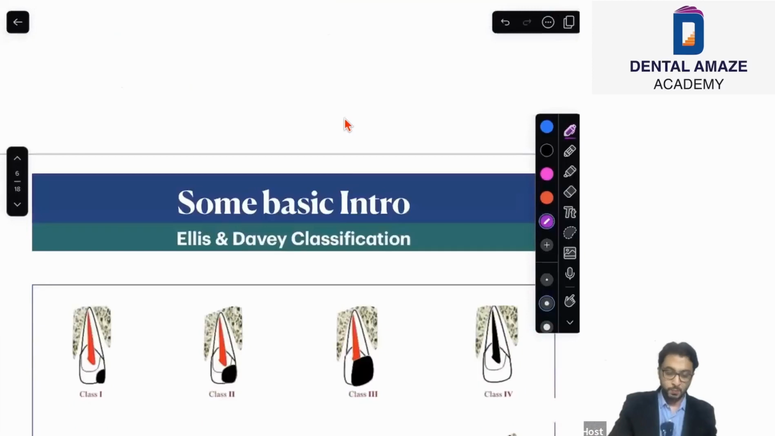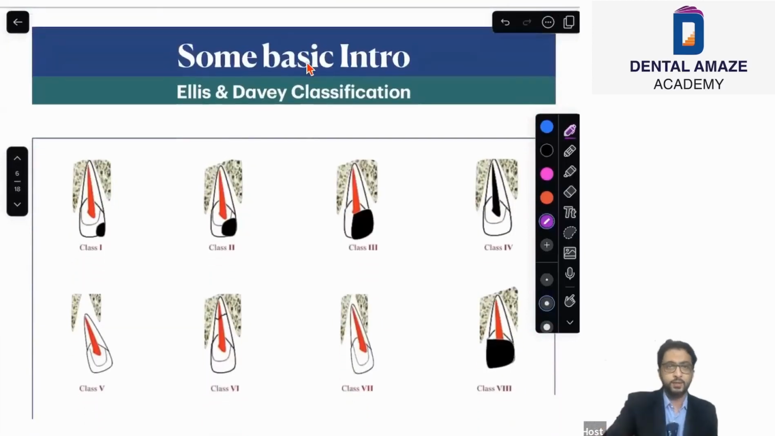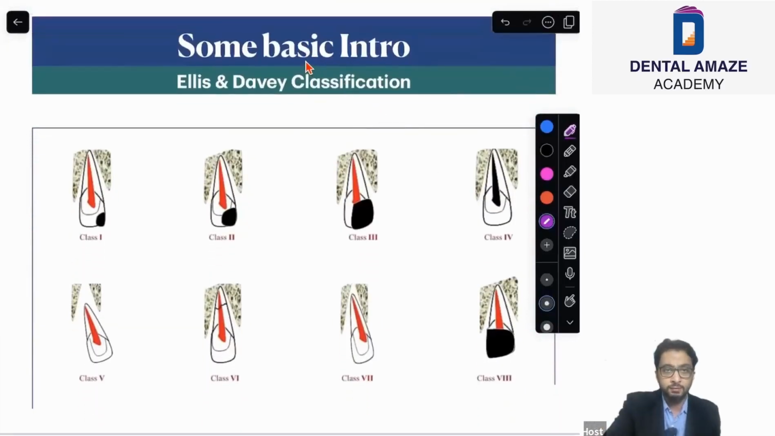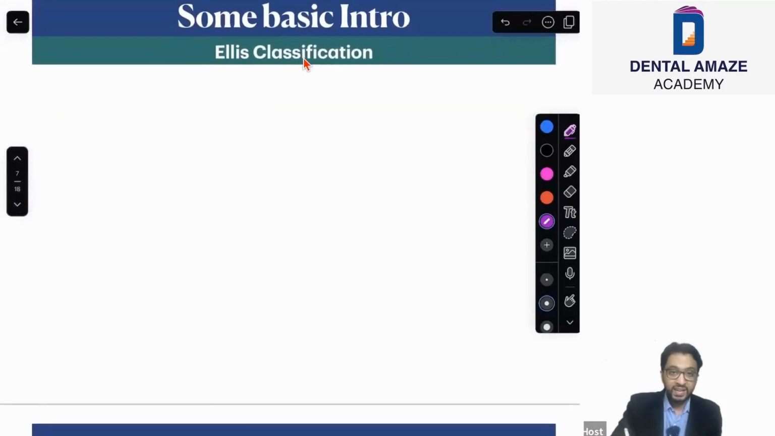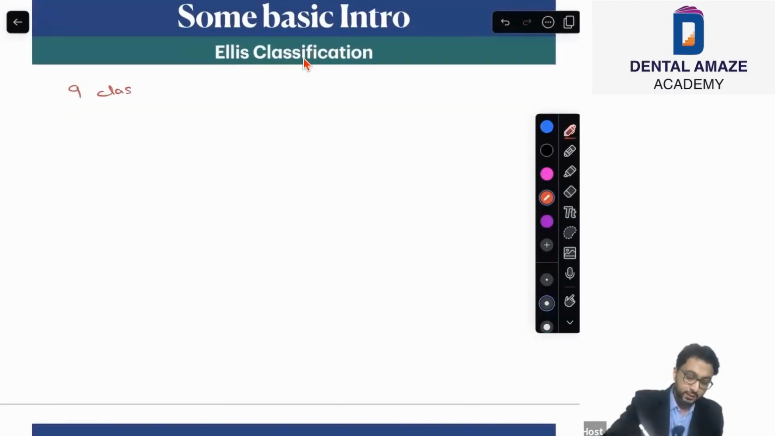Now, as I was saying, this is the Ellis and Davey fracture classification. In fact, fractures are the most important part because every exam has it. This is the diagrammatic representation, and they say there are 9 classes. That in itself is a question: how many classes are there in the Ellis and Davey classification of fracture? 9. Nine classes are there.